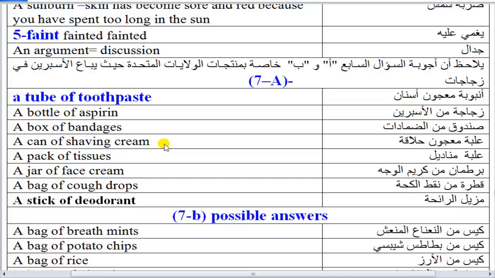A can of shaving cream. A pack of tissues. A jar of face cream. A bag of cough drops, cough, the GH is an F sound. A stick of deodorant. Seven B, possible answers.